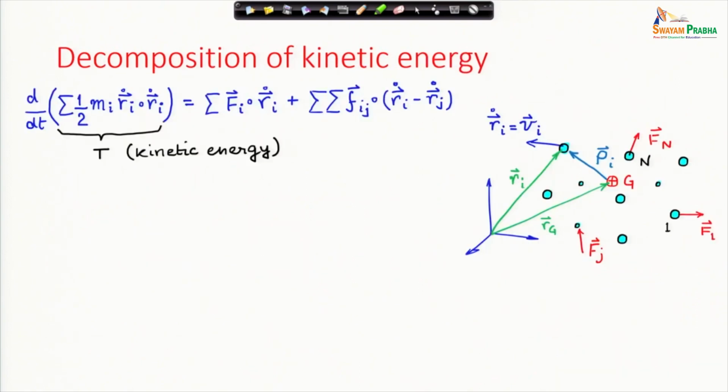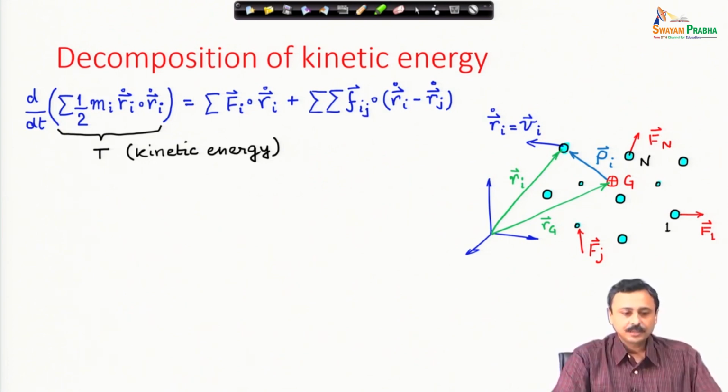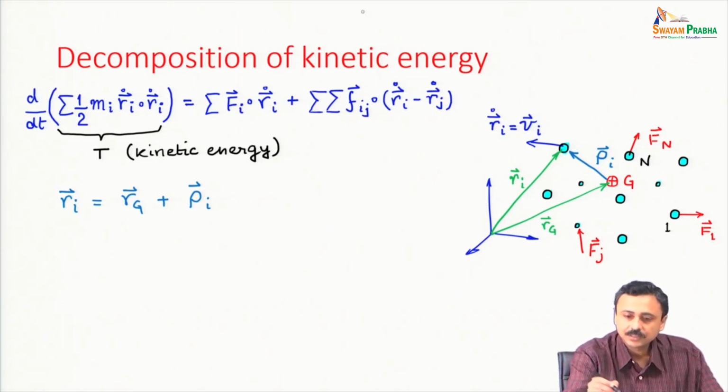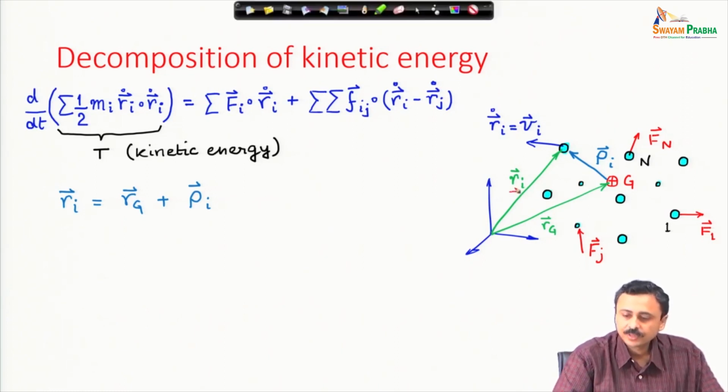Now, let us look at the decomposition of the kinetic energy. This is our general work energy relation, and the kinetic energy of the whole system is within that bracket. The bracketed term is the total kinetic energy of the system. We can write R_i, this is the vector R_i, in terms of the position vector of the center of mass and this relative vector rho_i.